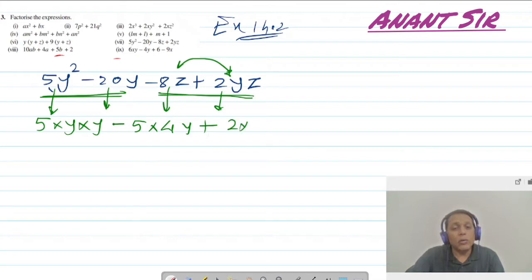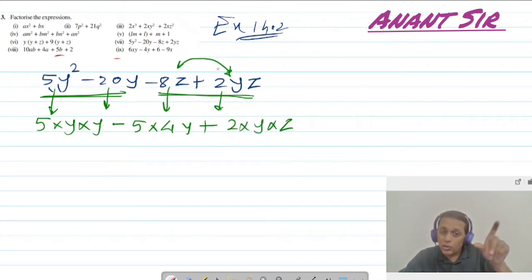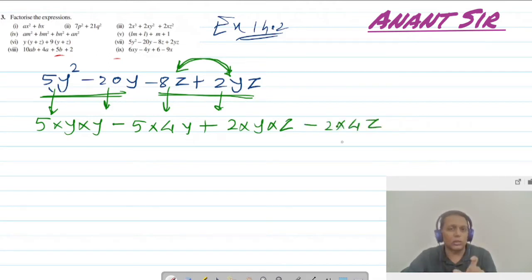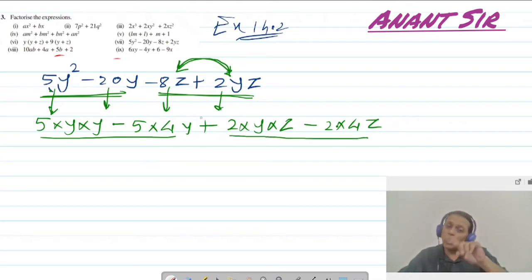And then I am going to write this as 2 times of y into z. See, I have changed the position of the third and fourth term without changing their signs. I am just changing their positions. So plus 2yz I am writing in the third term, and minus 8z is going in as the fourth. So now in the first two terms, the first one is smaller, the second is greater, and in the third and fourth also, the third is smaller, the fourth is greater.